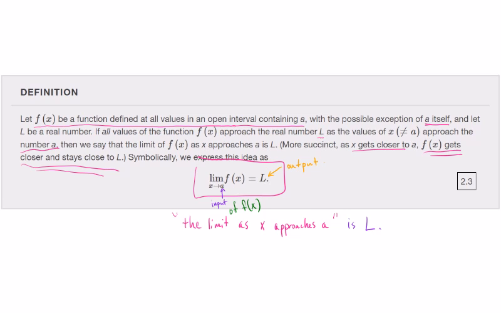Basically, if we're looking at a graph, this is our x value, and our output is our y value. So that's what a limit is. Once again, be patient with yourself. If this isn't totally clicking yet, just give it a second. Let's see some examples and things like that.